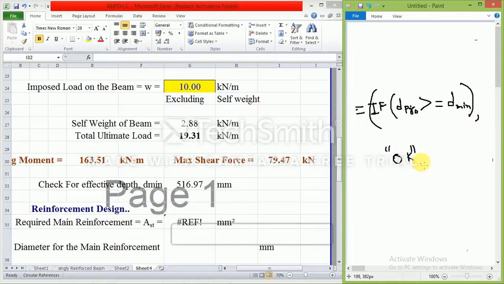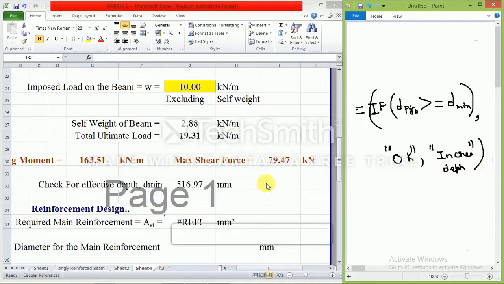I should write like this. Again, I need to enter a comma. The comma plays a very important role, and this apostrophe also plays a very important role. If this condition is satisfied, it should show okay. That is what we have written after the first comma. After the second comma, if this condition isn't satisfied, it should show an error message, increase depth, and the apostrophe has to be closed, then close the bracket.